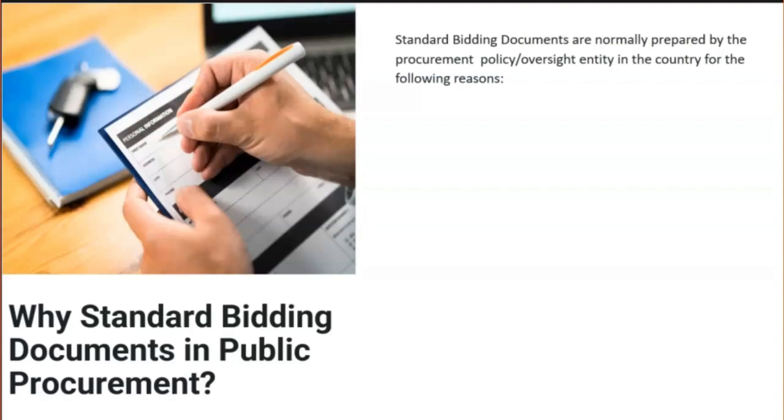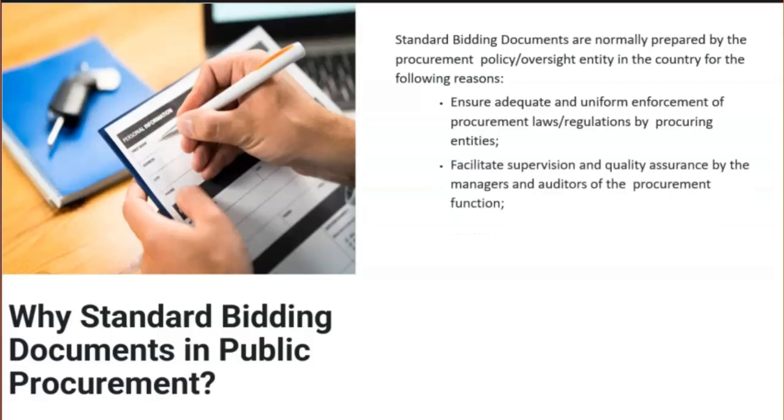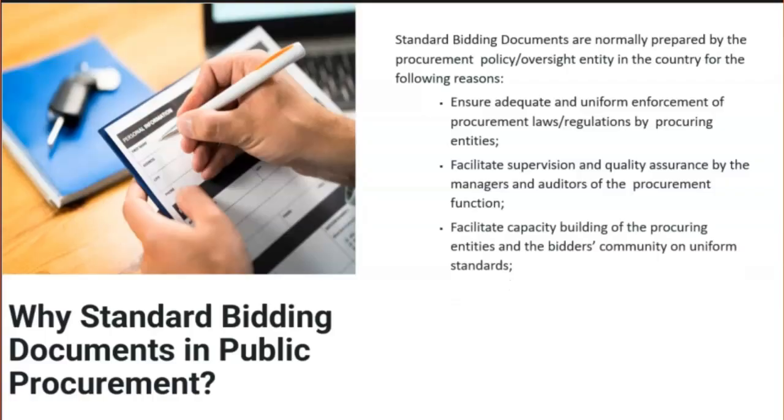Why standard bidding documents in public procurement? Standard bidding documents are normally prepared by the procurement policy or oversight entity in the country for the following reasons. Number 1 is to ensure adequate and uniform enforcement of procurement laws or regulations by procuring entities. Number 2 is to facilitate supervision and quality assurance by the managers and auditors of the procurement function. Number 3 is to facilitate capacity building of the procuring entities and the bidders community on uniform standards.